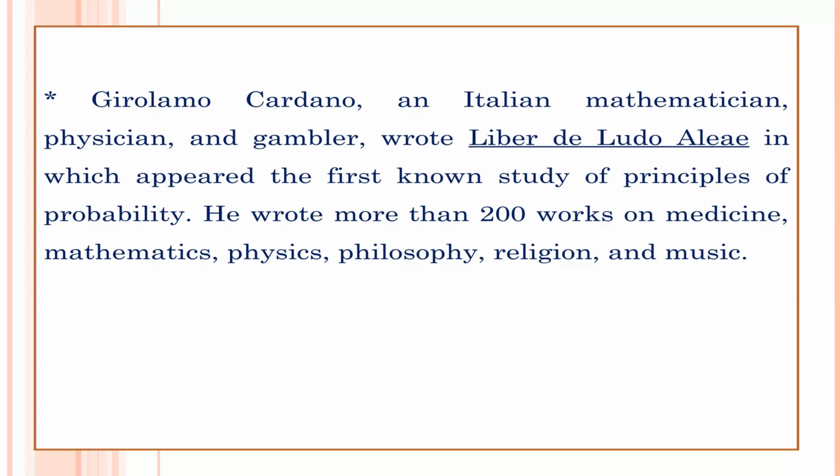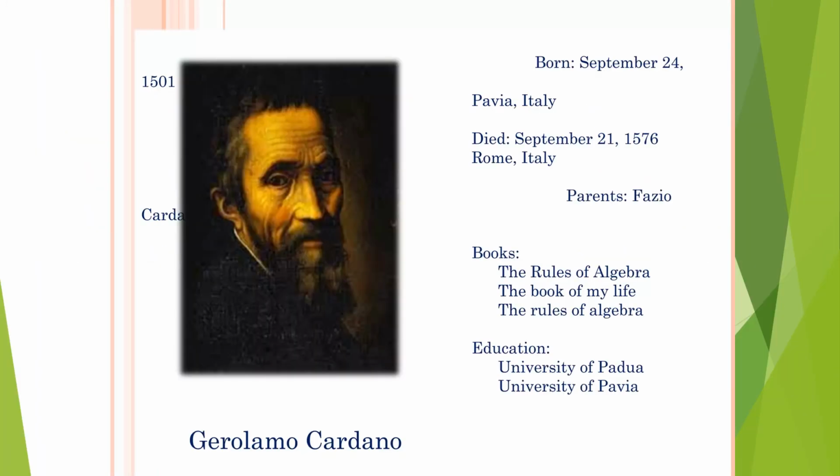Gerolamo Cardano was an Italian mathematician, physician, and gambler who wrote Liber de Ludo Aleae, in which appears the first known study of the principles of probability. He wrote more than 200 works in medicine, mathematics, physics, philosophy, religion, and music. He was born in Pavia, Italy, and died on September 21 in Rome, Italy. Books: The Rule of Algebra, The Book of My Life, and the theory of probability.